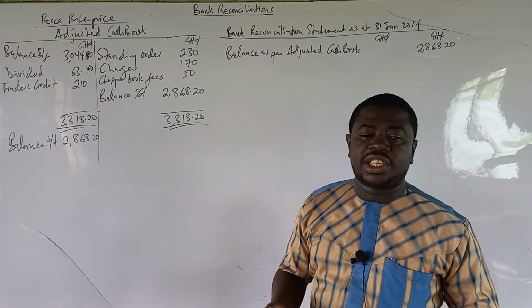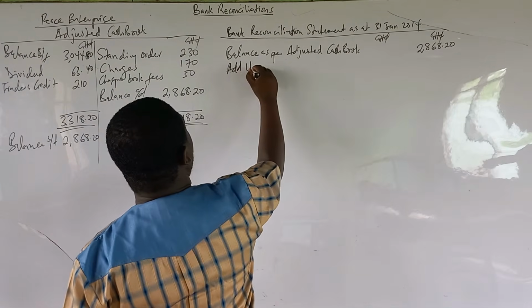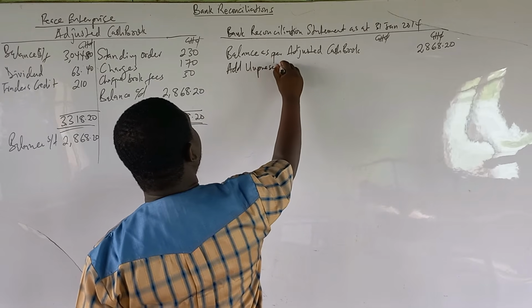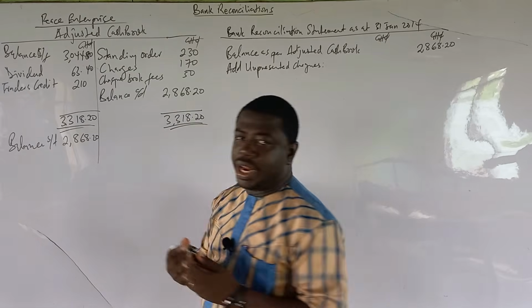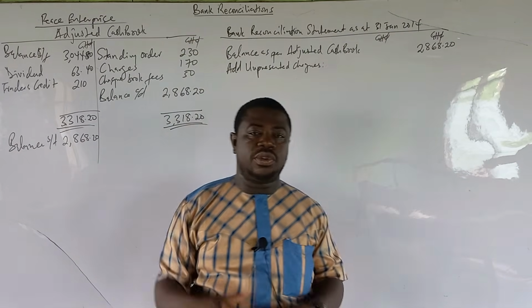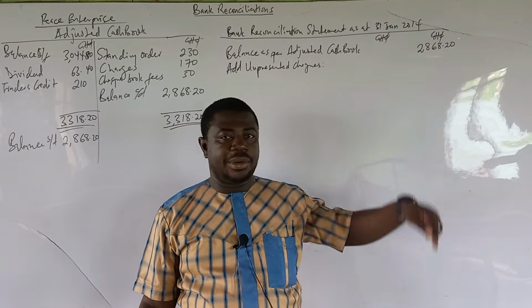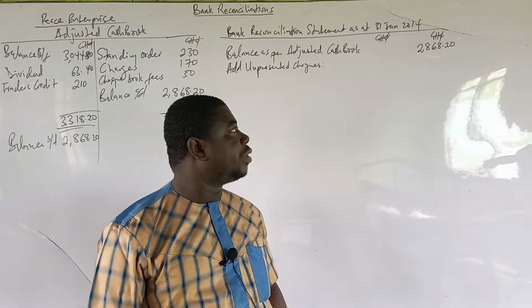And so just as we know, we add unpresented checks. So add what we discovered as unpresented checks. And they were more than one. So we realized that the unpresented checks were checks which were on the credit side of the cash book, but did not appear on the debit of the bank statement. And there were 4 of them, if you could remember or you noted them down.